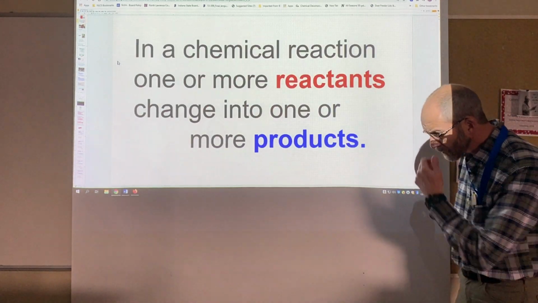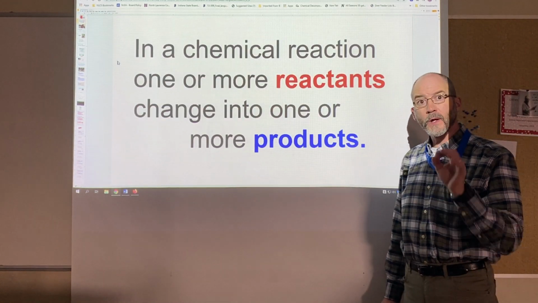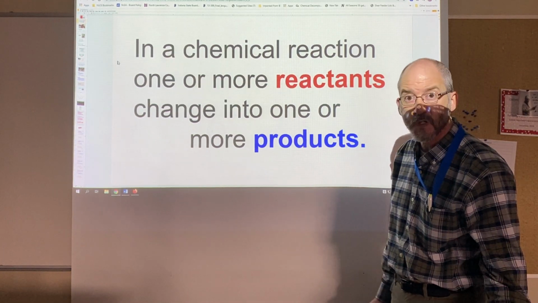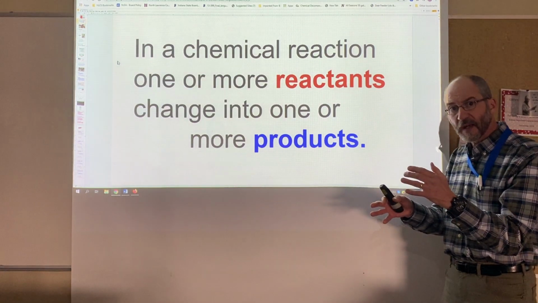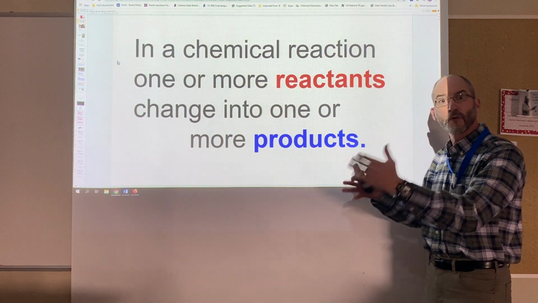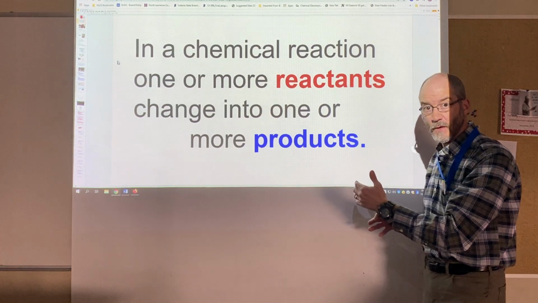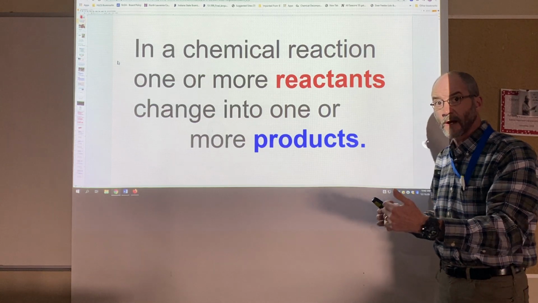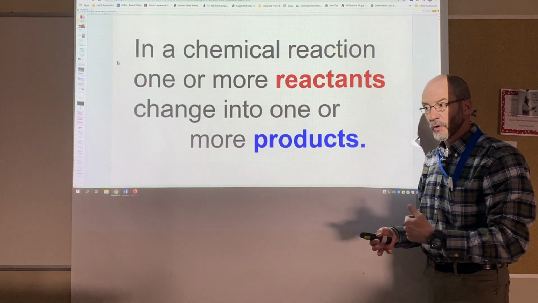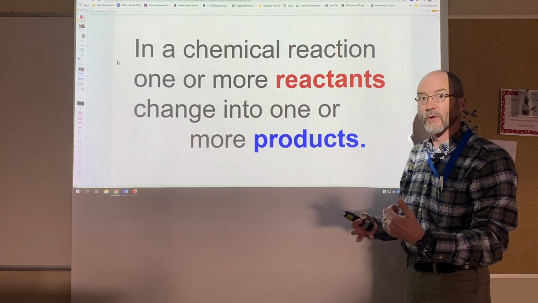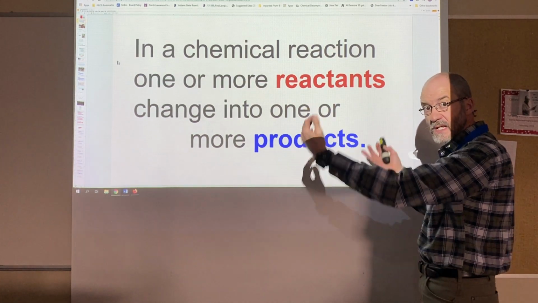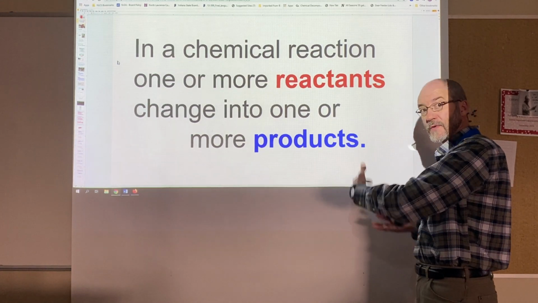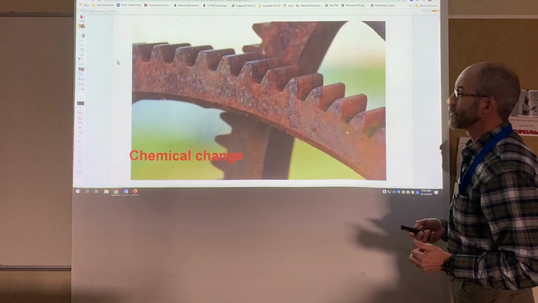Let's begin. In a chemical reaction, one or more reactants change into one or more products. So what I want you to be thinking about right off the bat is that if you have a chemical equation, and we'll look at some in a moment, you're always going to have what we call reactants, and you're always going to have what we call products. And ultimately, if we do a balanced chemical equation, we will illustrate how we have preserved the amount of atoms on both sides. Okay? All right, let's continue.